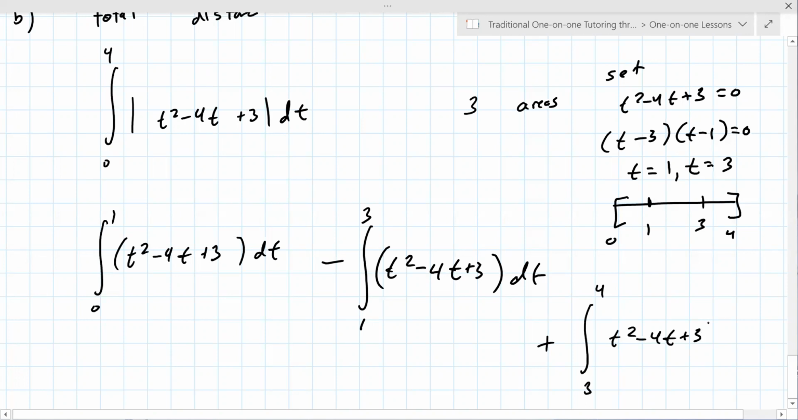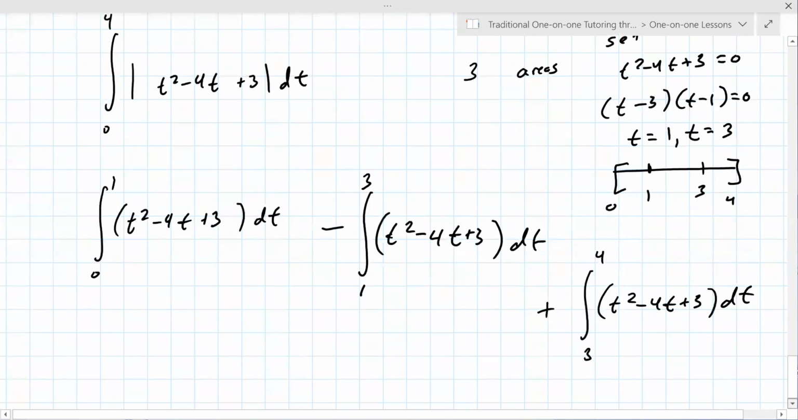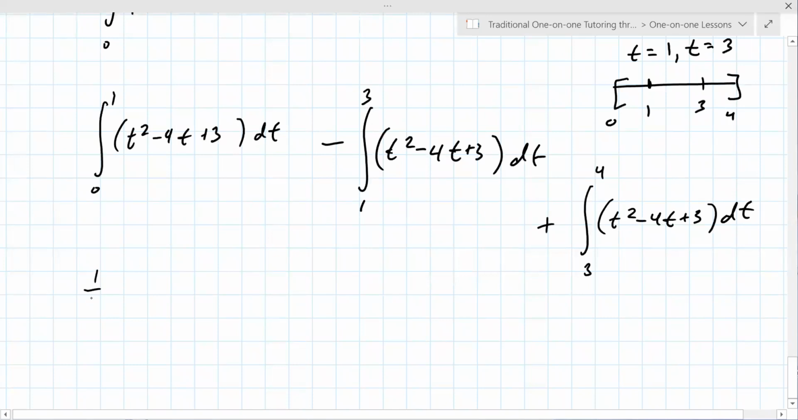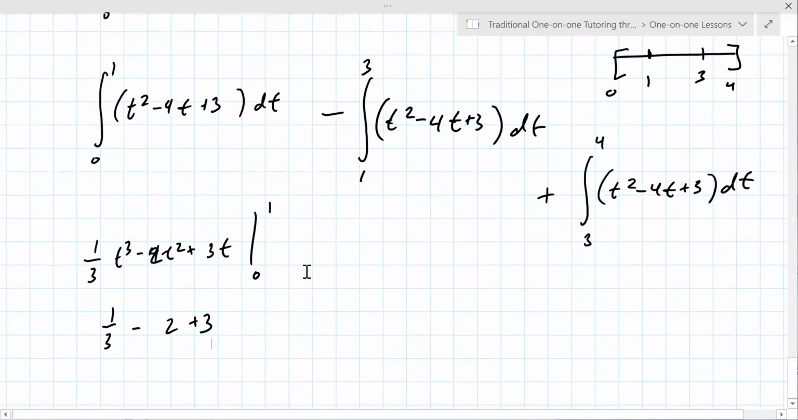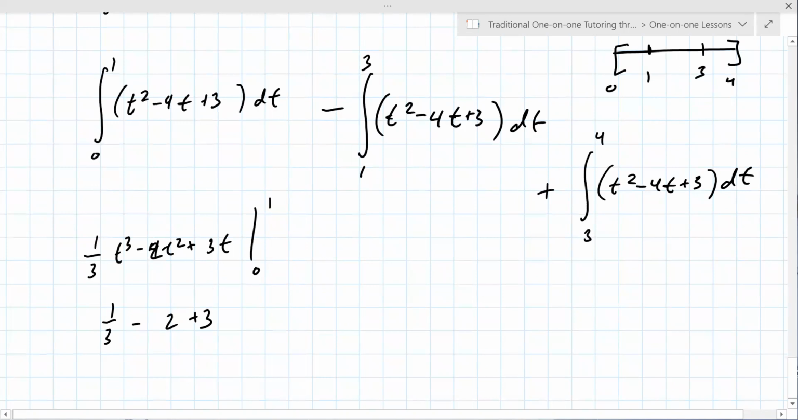Gotcha. So it's t cubed over 3 minus 2t squared plus 3t from 0 to 1. So that's 1/3 minus 2 plus 3, which is 1. So 1/3 minus 1, no, it's 1/3 plus 1. Yeah, so it's 4/3.